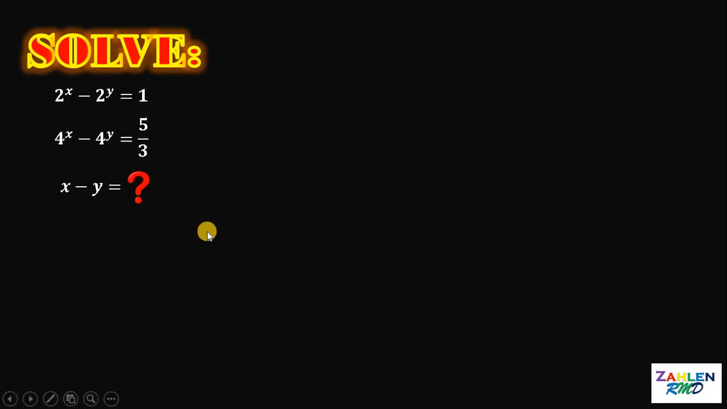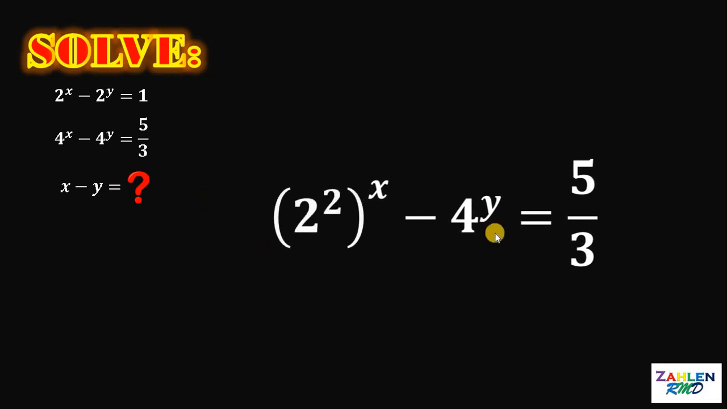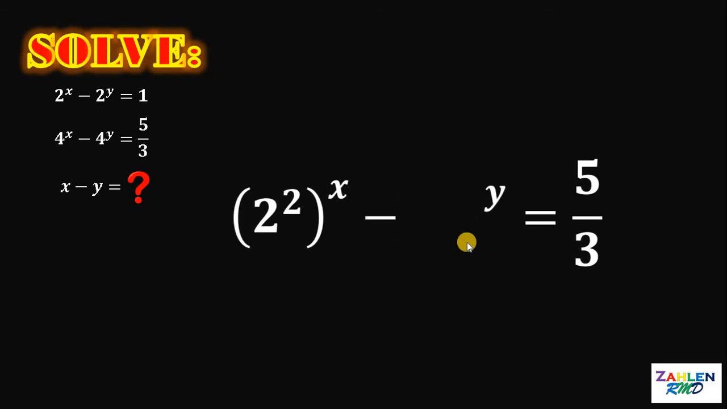So our goal here is to solve for the value of x minus y. To do that, let's get the second equation. Now the question is why we choose the second equation instead of the first equation. Here's the reason. Notice that 4 can be written as 2 squared, and this 4 is also 2 squared.